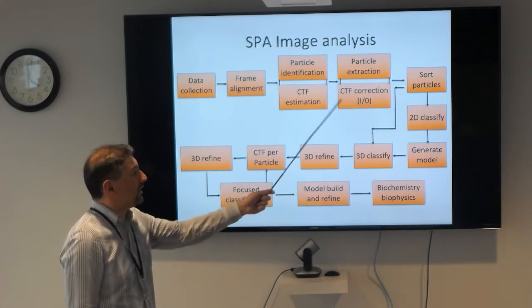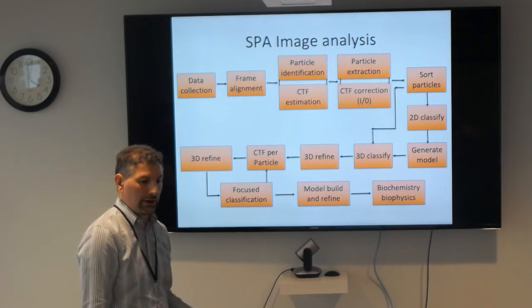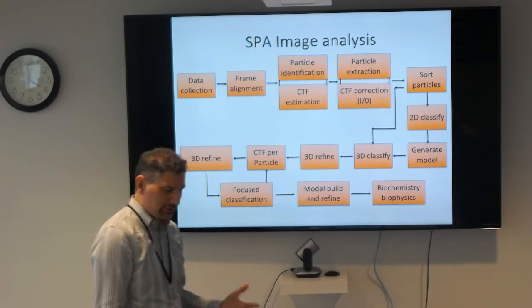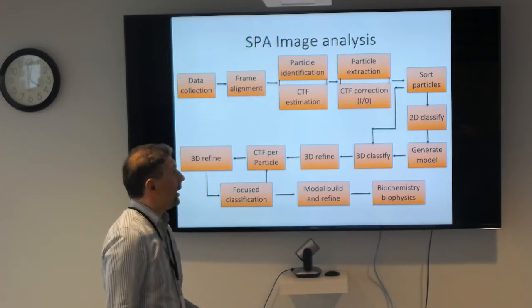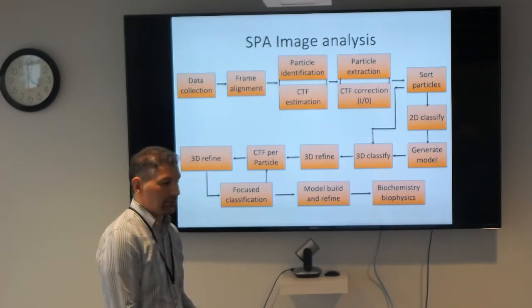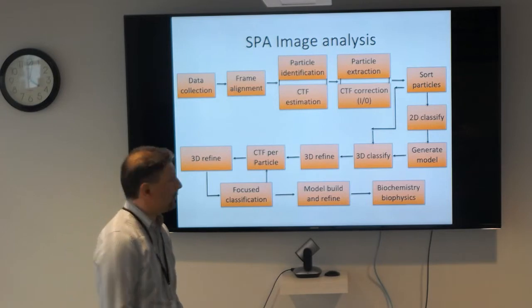So I put this here because we used to essentially do CTF correction, phase flipping, on the micrographs themselves. And sometimes this is helpful. Still nowadays we have some data sets where this works. But generally CTF correction is now done during 2D classification, 3D classification, or 3D refinement. Okay, so it's done under the hood.